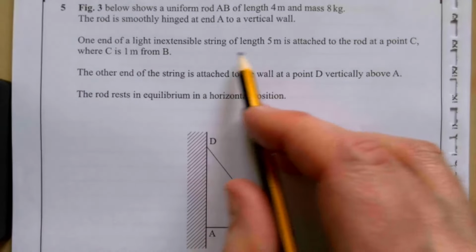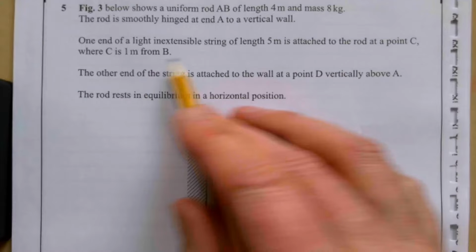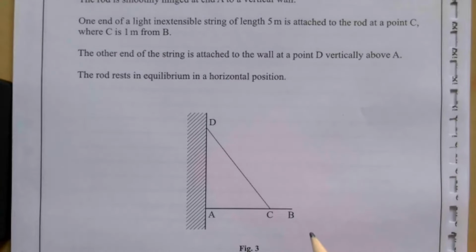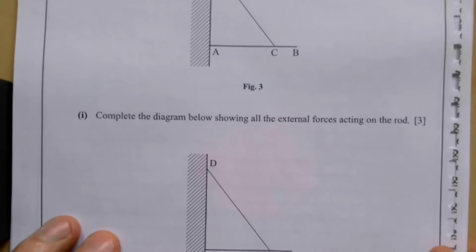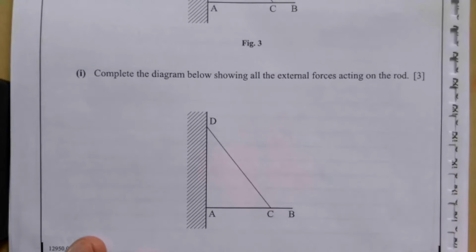One end of a light inextensible string of length 5 is attached to the rod at the point C, where C is 1 meter from B. The other end of the string is attached to the wall at a point D vertically above A. The rod rests in equilibrium in a horizontal position. Complete the diagram below showing all the external forces acting on the rod.